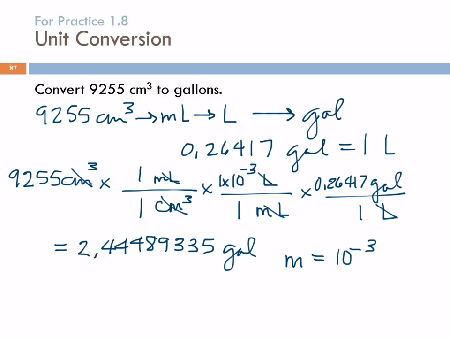So how many sig figs should this answer have? 4. This number has 4. This is exact. This is exact. This is not exact. But 0.26417 is 5 significant figures. So we should have 4. It's going to be right there. So we'll say 2.445 gallons.